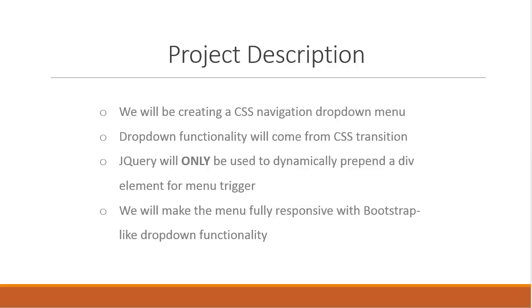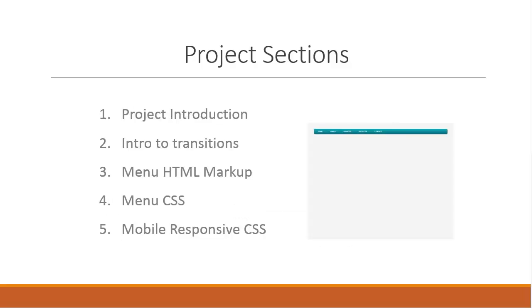Okay, so basically we need to dynamically add a div around our menu, and this is actually going to be used so we can make the menu responsive. Alright, so the menu will be fully responsive with Bootstrap-like drop-down functionality. Alright, so if you've used Bootstrap, it's going to be pretty similar to that, to the drop-down.